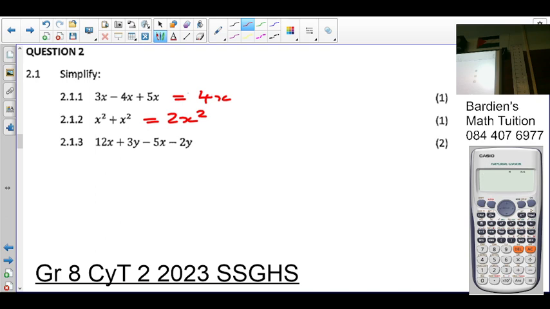2.1.3. 2x plus 3y minus 5x minus 2y. So what must I look for here? Like terms. So what is 12x minus 5x? 7x. What is 3y minus 2y? 1. So what must I put here? Positive. So it's 7x plus 1.